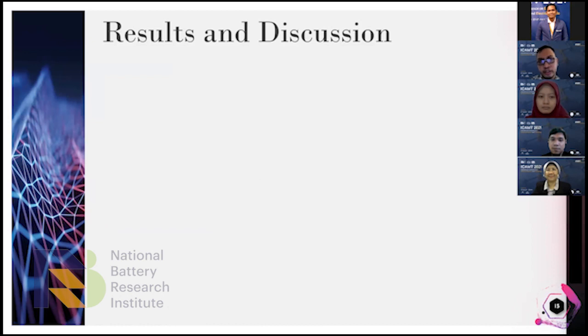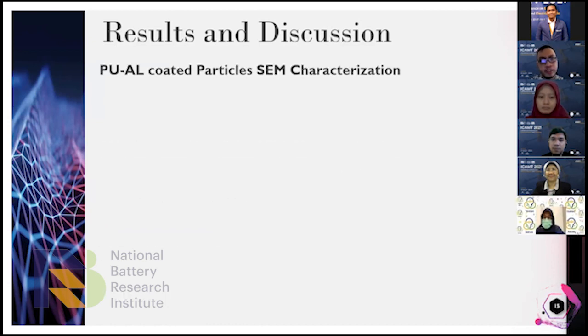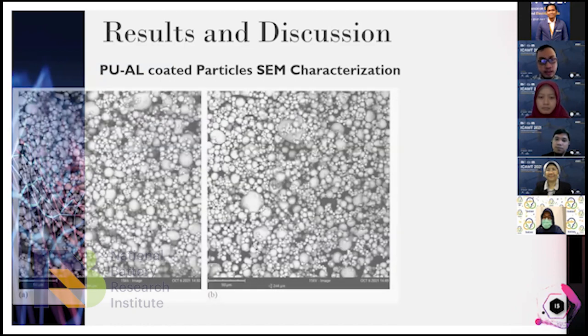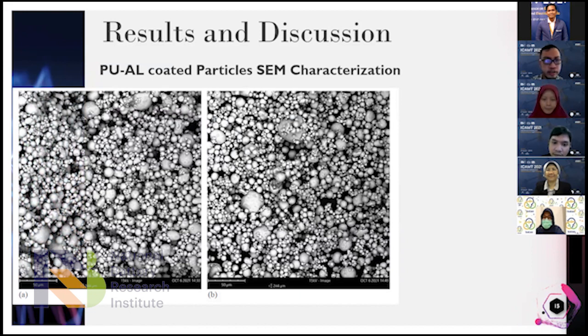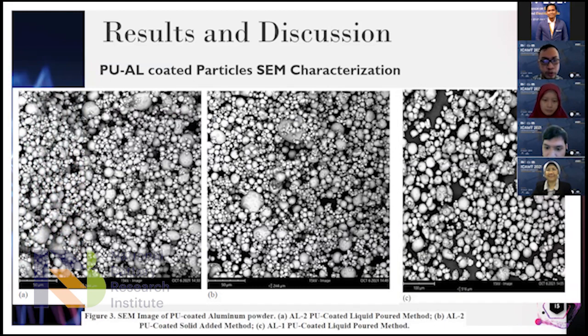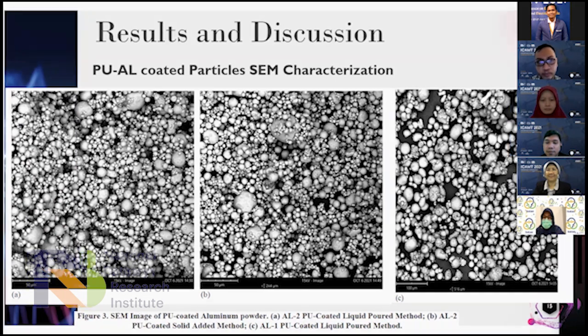Next are the results and discussion. The first is the PU coated particles SEM characterization. As you can see here, these are the SEM images of the coated particles. A is the PU coated AL2, where the precursor we use is about 11 microns in size. So it forms like this, the PU coated liquid poured. B is the solid added with the same AL2, and C is the AL1, whose precursor is about 33 microns. This is the coated liquid poured method.